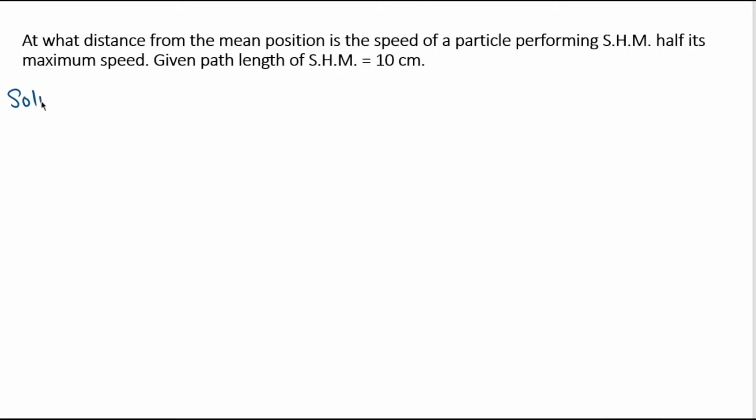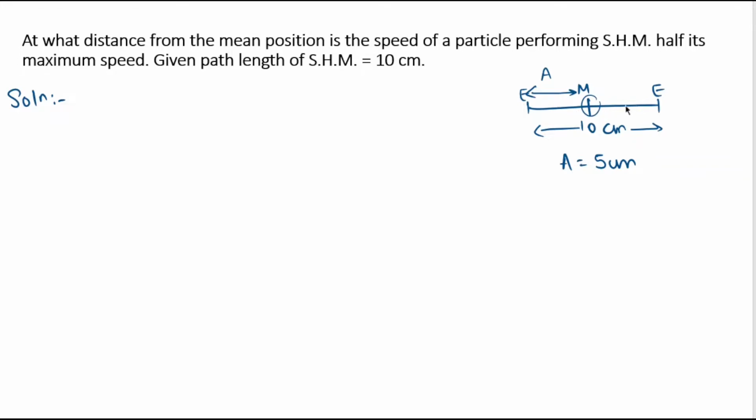So solution. They have given that a particle is performing SHM and the path length of this SHM is 10 centimeter. So we know that if a particle is performing simple harmonic motion, this is its mean position and these two are its extreme positions, and this distance is its amplitude A. So if the path length is 10 centimeter, this implies that the amplitude is half of it, that is A equal to 5 centimeter. And we need to find out at what distance from the mean position, that is from here, is the speed of the particle performing SHM half its maximum speed.